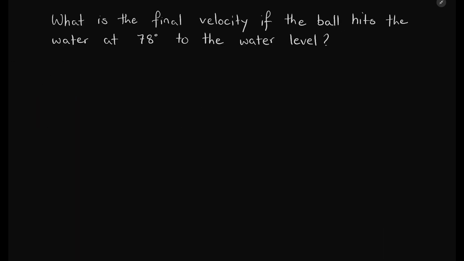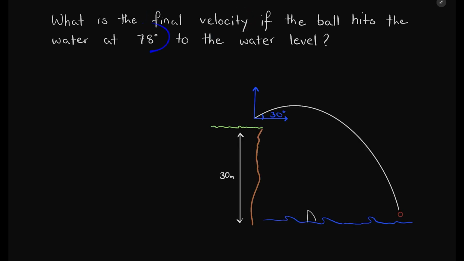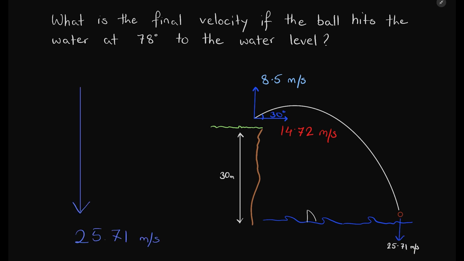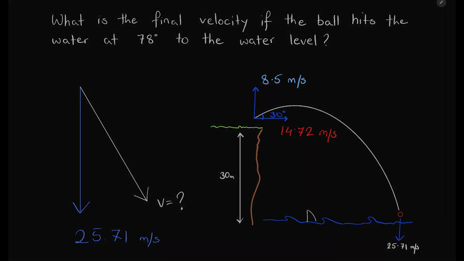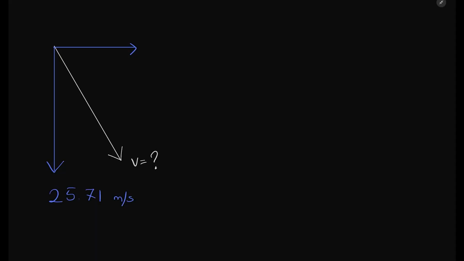The next question might say, what is the final velocity if the ball hits the water at 78 degrees to the water level? Here, they did not ask for the horizontal or the vertical velocity. They are asking for just the velocity. That means you have to find the actual velocity. Let's say the vertical velocity at the end is 25.71 meters per second. We can use this information and put it in a diagram. In the diagram you can see the white arrow is the unresolved velocity. We need to find this velocity, not the horizontal, not the vertical.